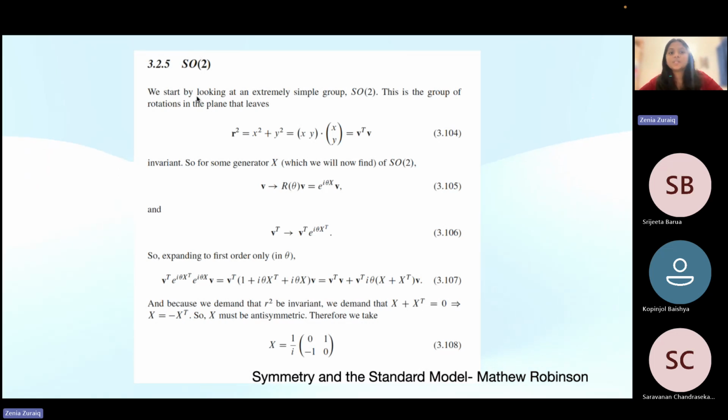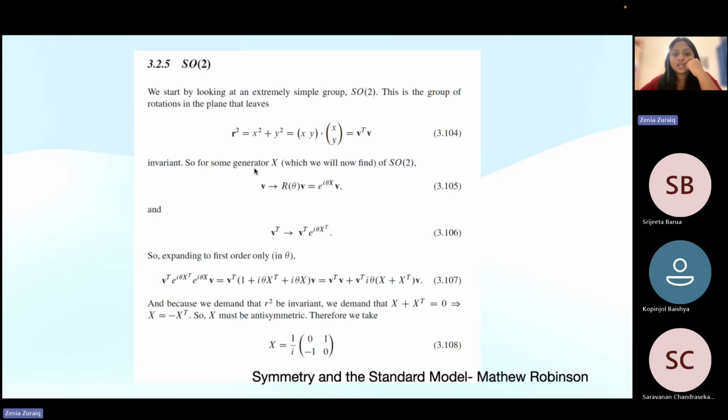Okay, so now I'll just go through some quick examples to really cement this before we talk about the Lorentz group. We start by looking at a very simple group, SO(2). This is basically orthogonal matrices of size 2, and S is for special. This is the group of rotations in the plane that leaves r squared equal to x squared plus y squared invariant. So this is basically two-dimensional rotations.